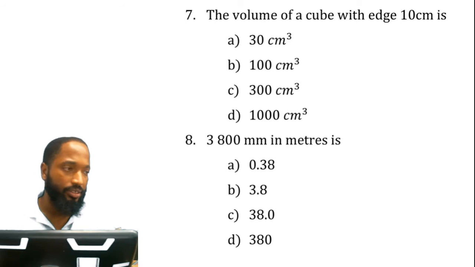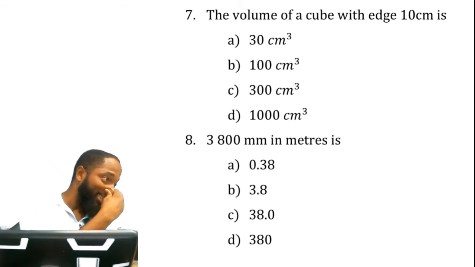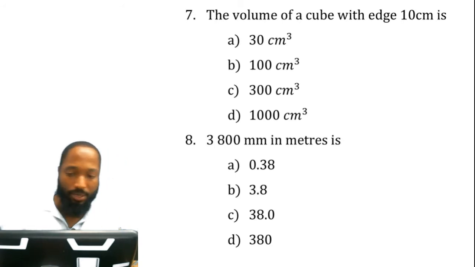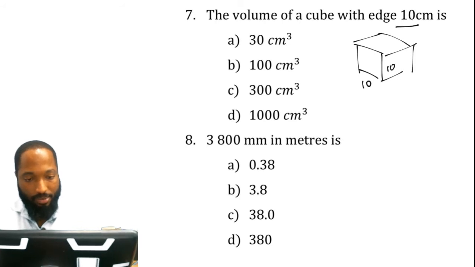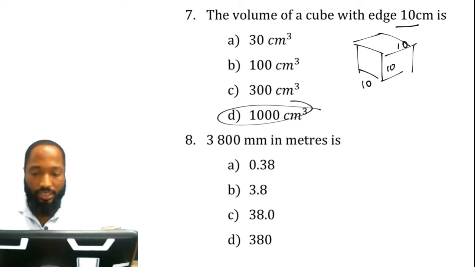We'll get the answers for 8. 8A, 8B. Alright, 8 guys, not good with the answers. B, A, B, mostly B. The volume of a cube, 10 by 10 by 10, right? So cube 10 by 10 by 10 is 1,000, 3 zeros, D. So 7D, no questions asked.